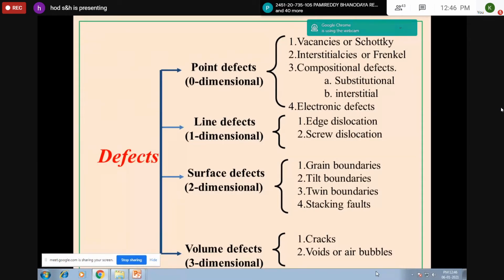If you want, just take a screenshot. No need to write. Only these two you should write: point defects, which are classified into four categories, and line defects. These two only you write on paper, and the remaining you take as a screenshot. I'll give one to two minutes because we should remember these two. Again, point defects are classified into four categories, and line defects are categorized into two ways: edge dislocation and screw dislocation. Please note these two: zero-dimensional defects and one-dimensional defects.